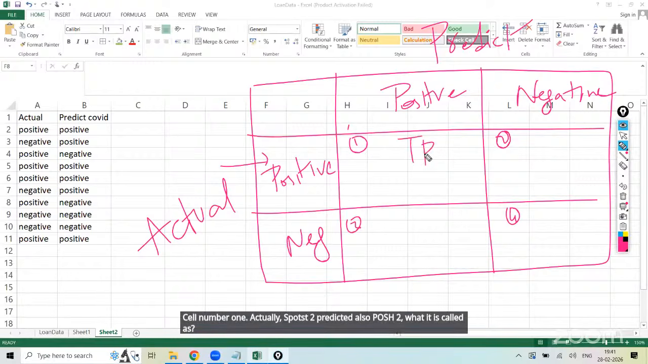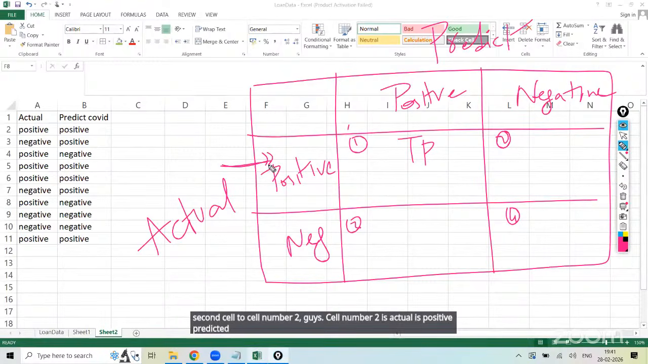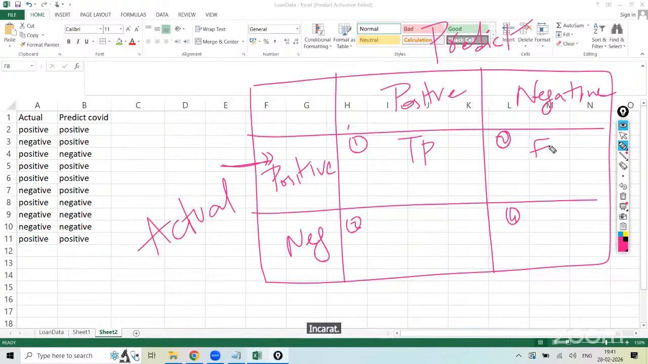True positive. Cell 2, the second cell. Cell number 2, guys. Cell number 2 is actual positive, predicted negative. Correct or incorrect? Incorrect, so F. What has it predicted? Negative it has predicted. N.